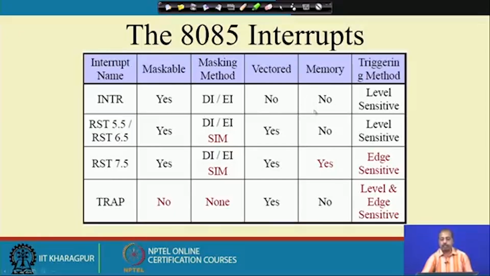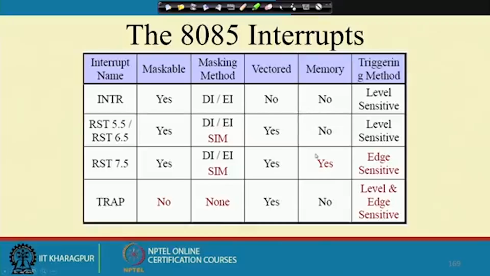Memory: whether the system can remember that something has happened. When the processor was busy doing something else, maybe another ISR, the interrupts may have been disabled. If something happened at that time, can the system remember that the interrupt has occurred? For INTR, 5.5 and 6.5, we do not have any memory. Similarly for TRAP, we do not have any memory. Only 7.5 has this feature. There is a memory element associated with 7.5 that stores the occurrence of the interrupt, so that later the processor may check for it and look into it.